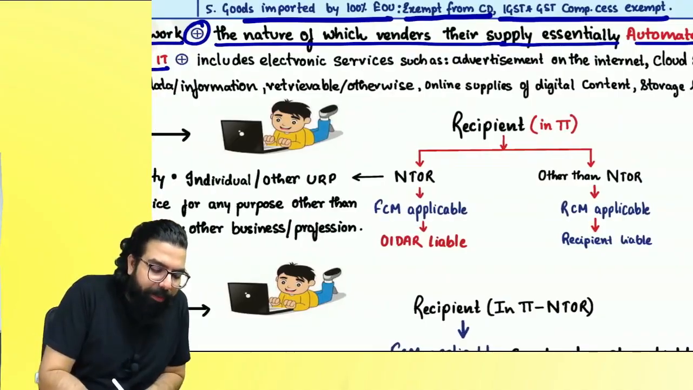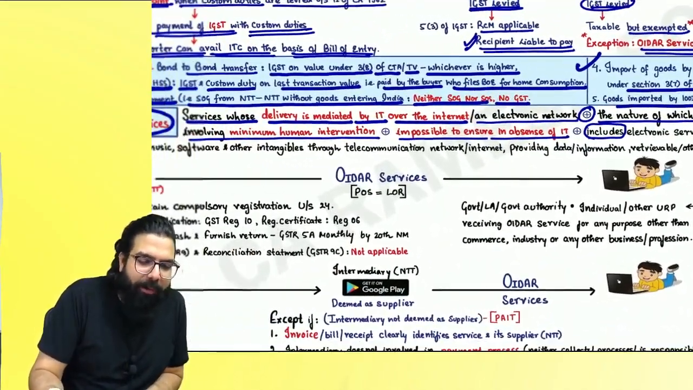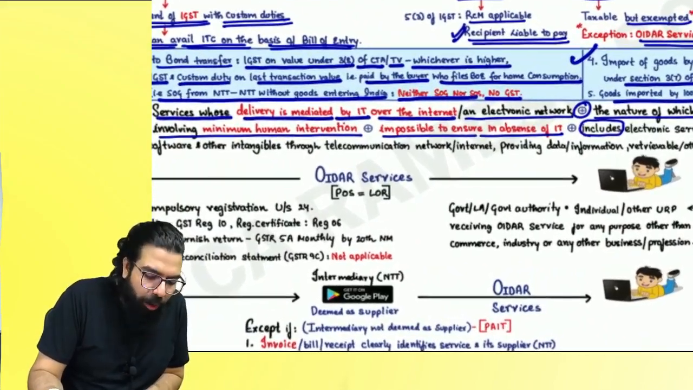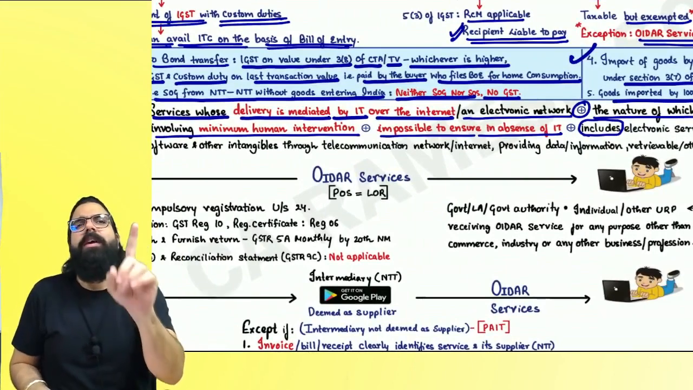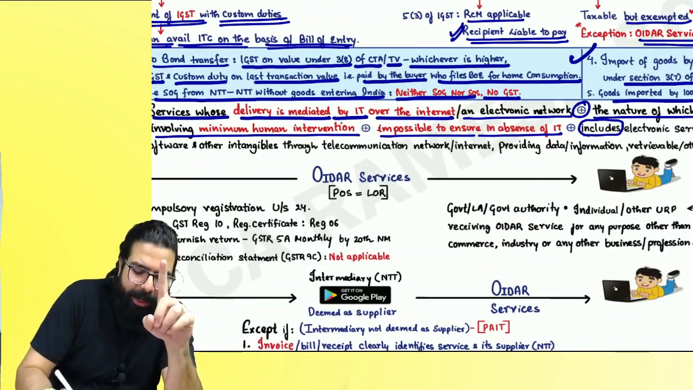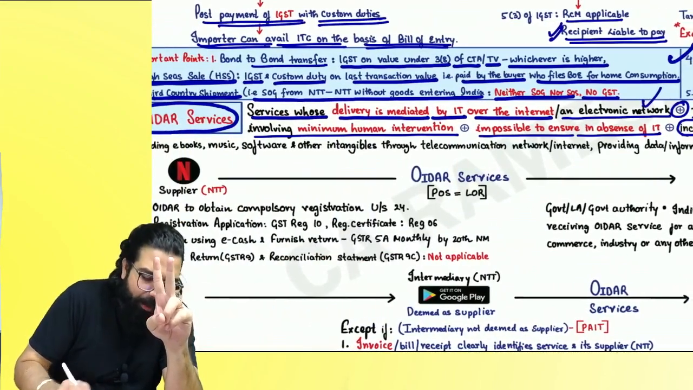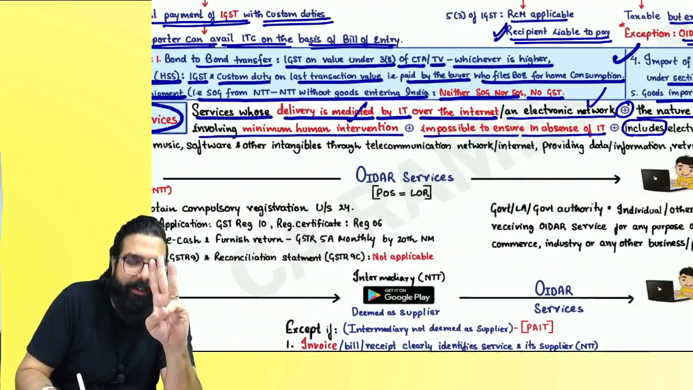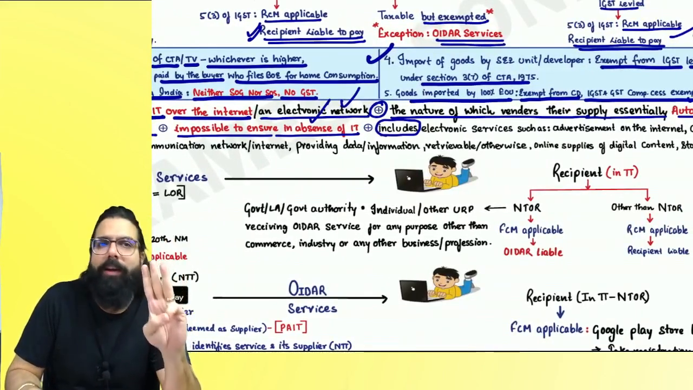Number one, they gave the definition. What is OIDR service? A service whose delivery is mediated through information technology or an electronic network. The nature of the service is essentially automated, minimum human intervention is there, and it is impossible without IT. That is an OIDR service.